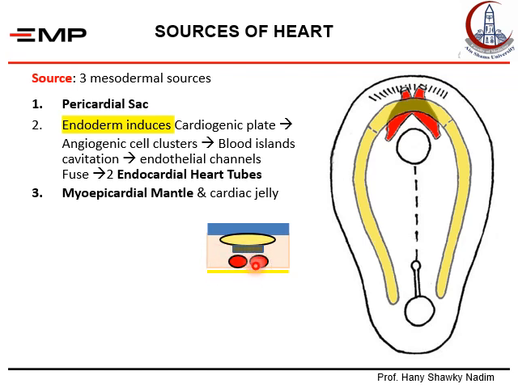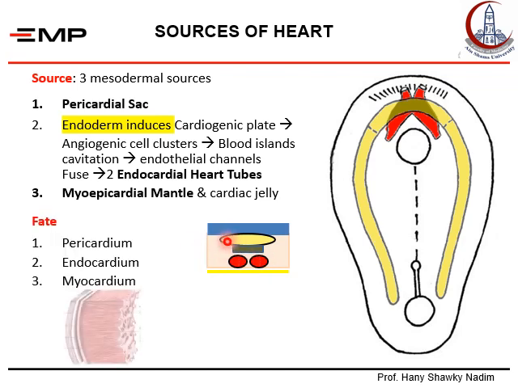Just between the endocardial heart tubes and the myoepicardial mantle, some mesoderm remains, forming what's called cardiac jelly. As you can see from the names, they refer to the 3 layers of the wall of the heart. The pericardial sac we mentioned here will give the pericardium on the outside. The endocardial heart tubes will give the lining endocardium, and the myoepicardial mantle will give the myocardium and the epicardium.